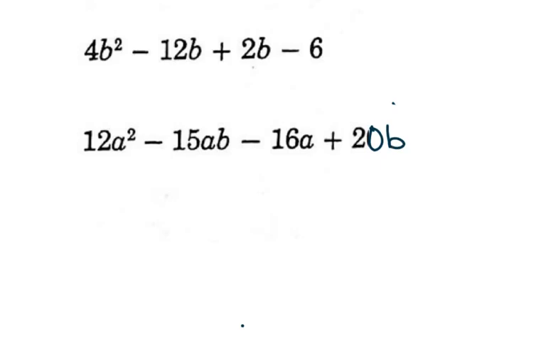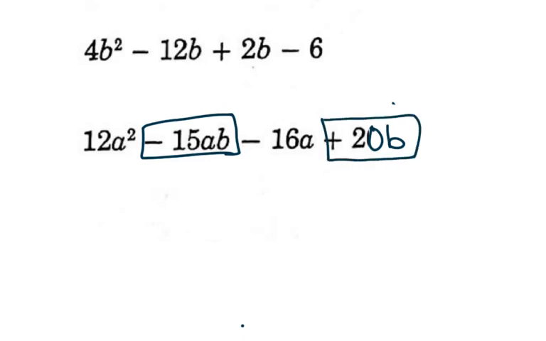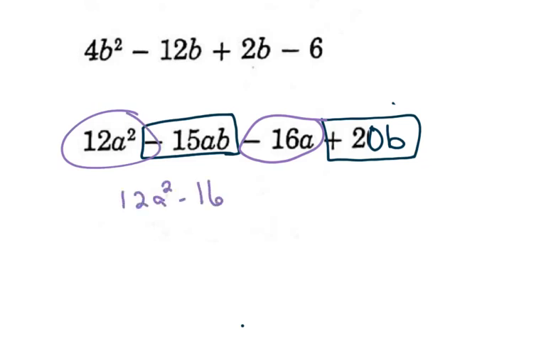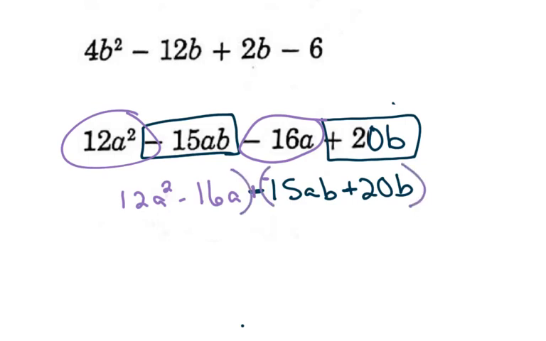Now this is the 20b. So what other term has a b with it? This minus 15ab. So I'm going to put those two terms together. Then I'm going to put 12a squared minus 16a, and then the other group, the minus 15ab and the plus 20b. So again, for my purposes, I'm going to go ahead and make that an addition and put that negative with that. So I'm going to go ahead and put my parentheses around now.